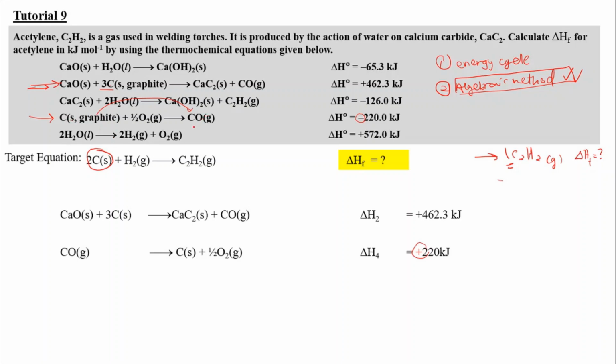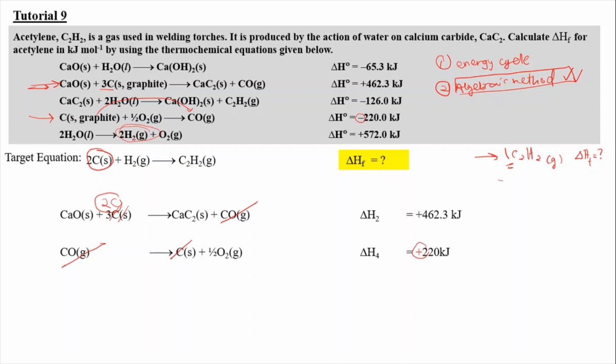So why did I do this? This is so that we can get to the right target equation. 3C will be cut with the 1C at the product side so that we can get 2C. So it is the same as our target equation. CO gas and CO gas can be cancelled out here. Now I need hydrogen gas, 1 mole of hydrogen gas. If we were to find it, it will be here.